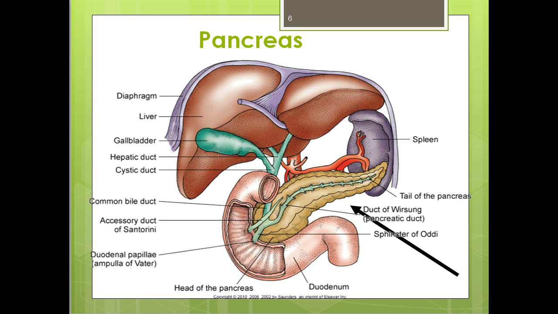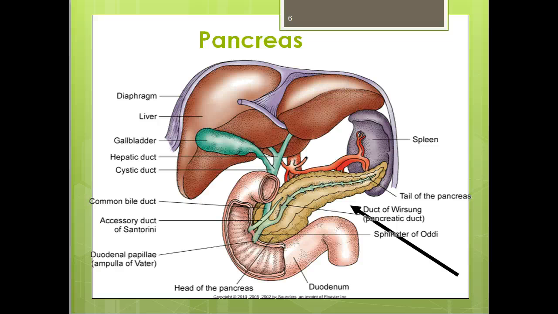Okay, the next part when we're talking about GI would be the pancreas. The purpose of the pancreas is basically more of an exocrine type function, and what it does is it secretes enzymes needed for digestion of carbs, fats, and proteins.